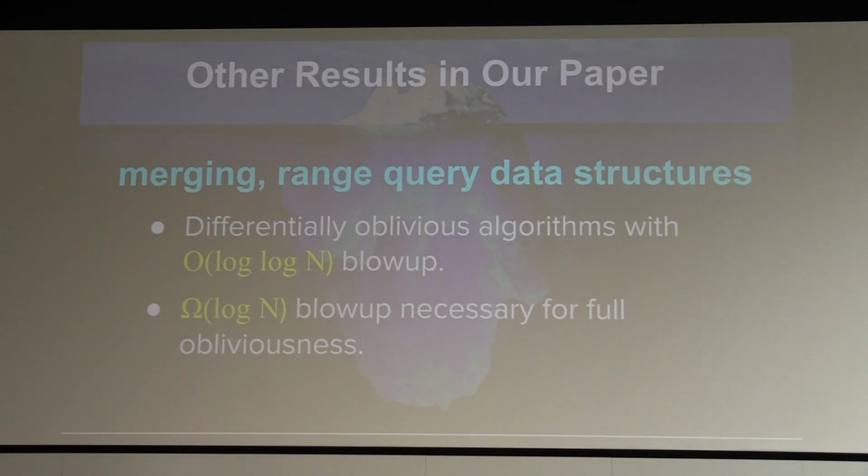So let me now just conclude. I've talked about only a glimpse of our results. We have more fancy algorithms like merging and range query data structures in our paper, where we show very similar results. We can achieve differential obliviousness with log-log blow-up in comparison with non-private, whereas for obliviousness, you need log n blow-up, and that's necessary.